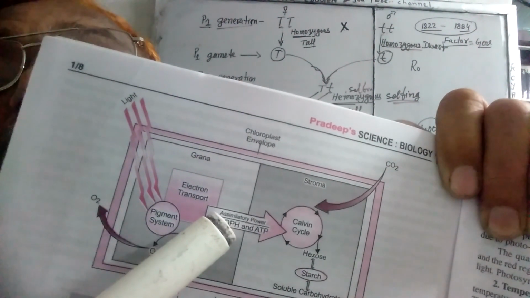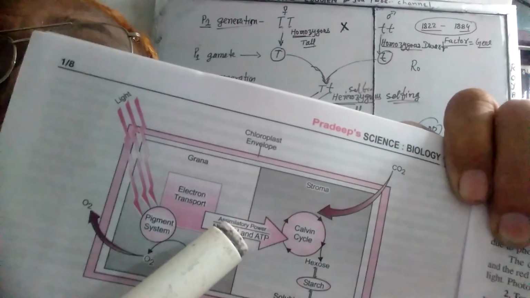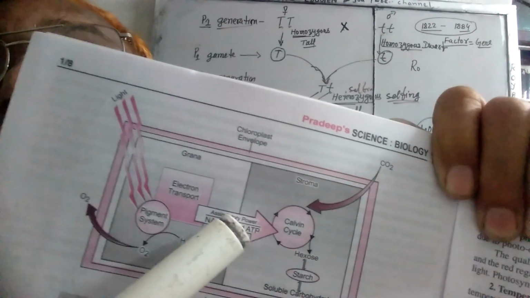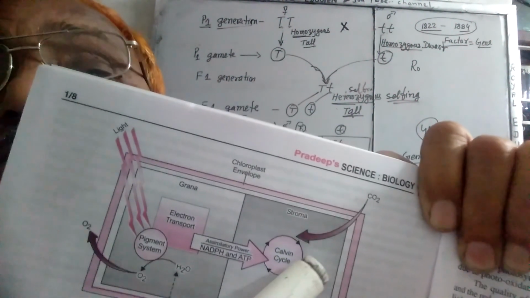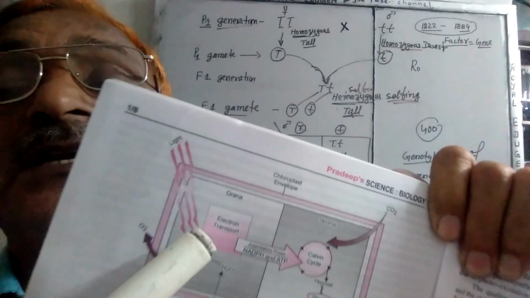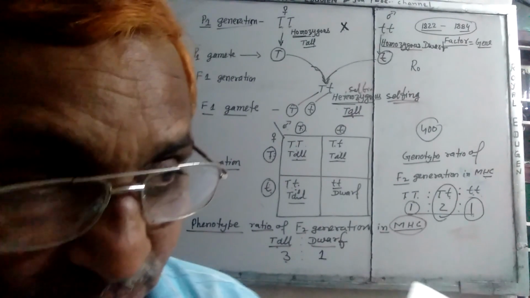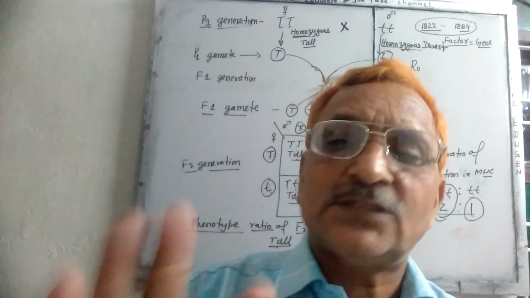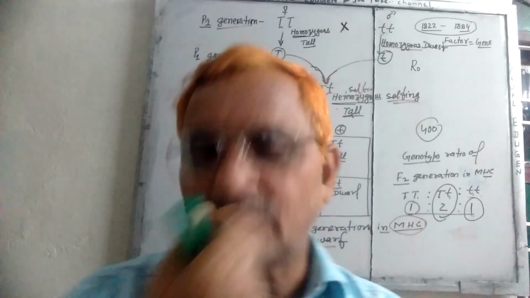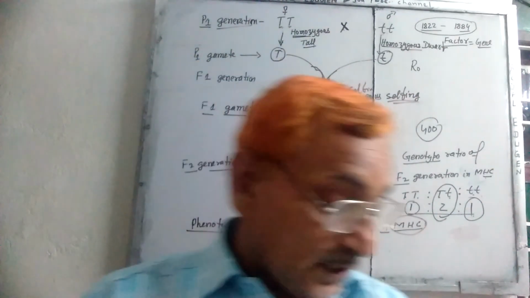The assimilatory power, that is NADPH2, nicotinamide adenine dinucleotide phosphate hydrogen, and ATP, are used in the C3 cycle, that is the dark reaction. Its site is the stroma. So grana perform the light reaction, stroma performs the dark reaction. Nothing more than that. This type of question will be asked.